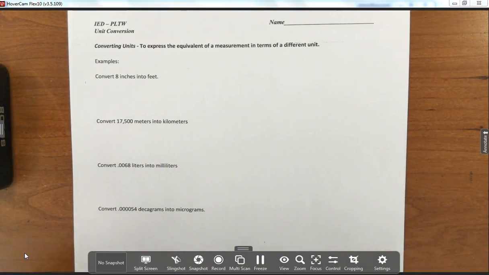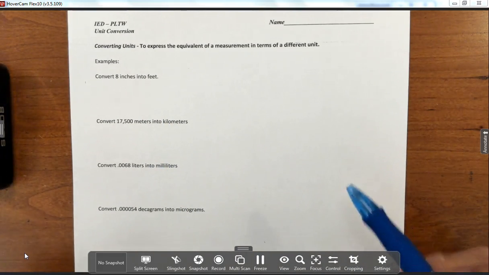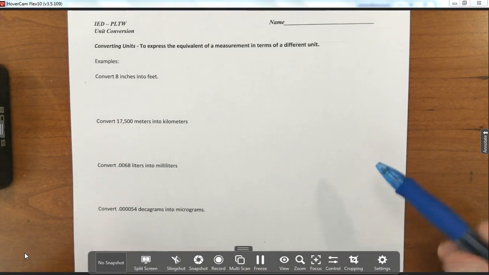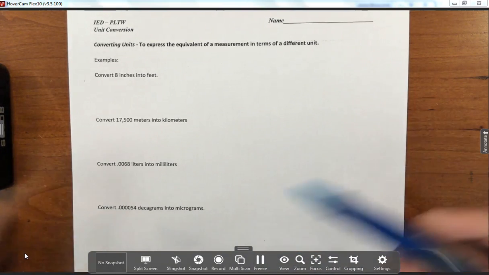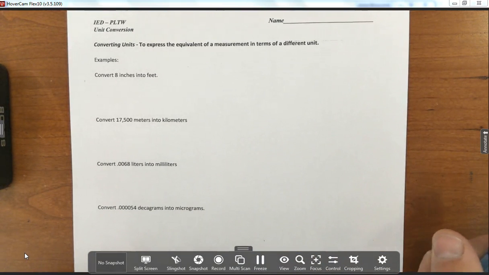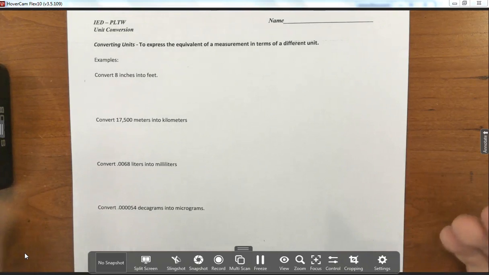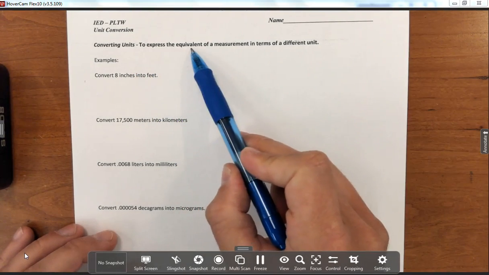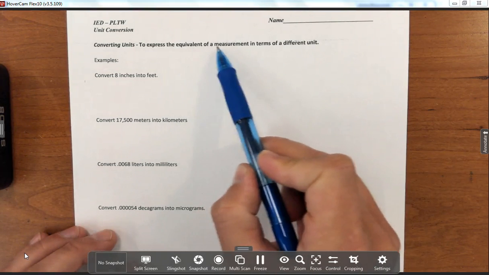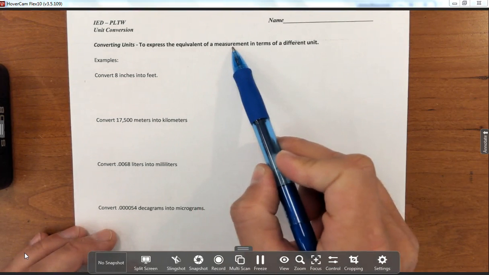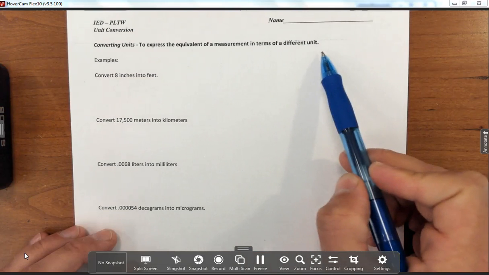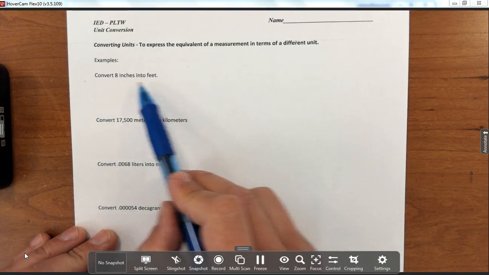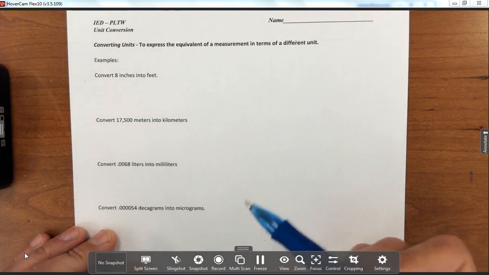I'll use the first example to just explain the concept of what we're doing, and then there are a few more examples, one to use metric, and then the last one will be a little bit more difficult. Okay, first off, what is converting units? Converting units is simply to express the equivalent of a measurement, something that's equal in measure, but in terms of a different unit. Okay, and so the first example says to convert 8 inches into feet.